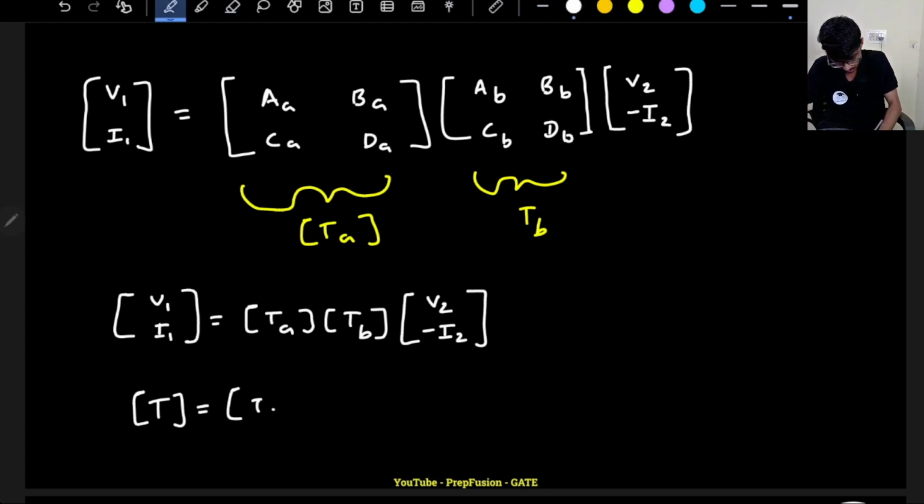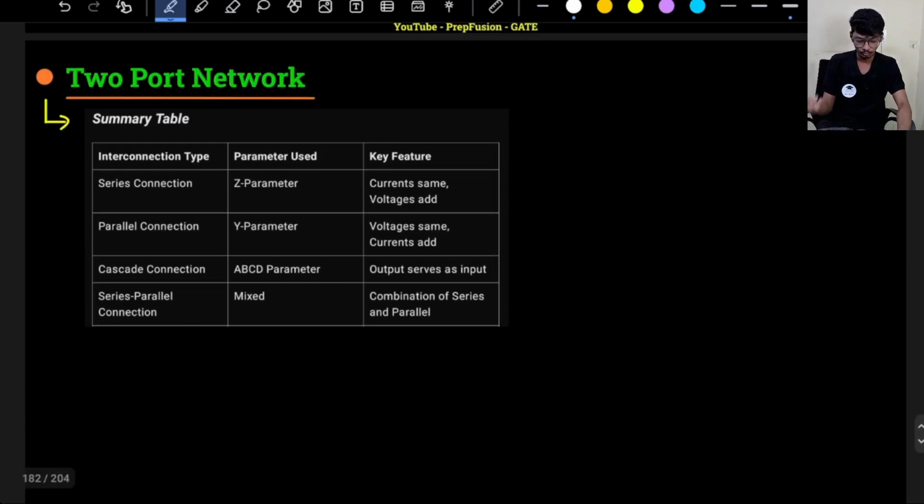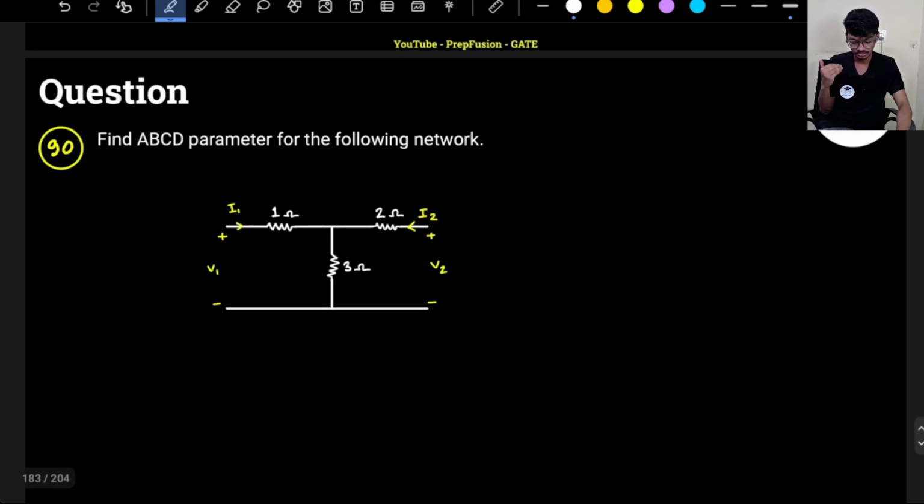So it will be TA into TB, hence proved. Okay, so I hope you have understood how cascading works and all those things. So this was the clear explanation. So summary is written over here. Whatever we have discussed, the same thing is written over here. Now let's solve a few questions.